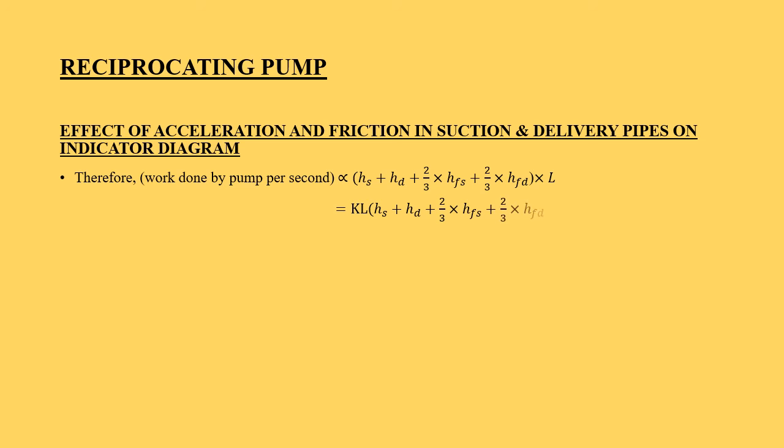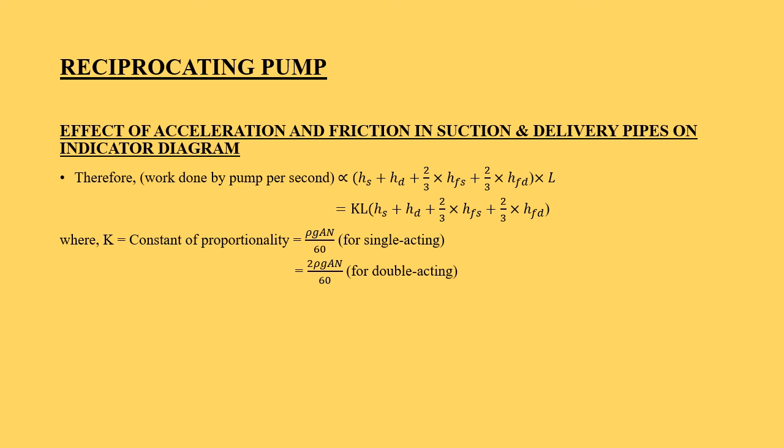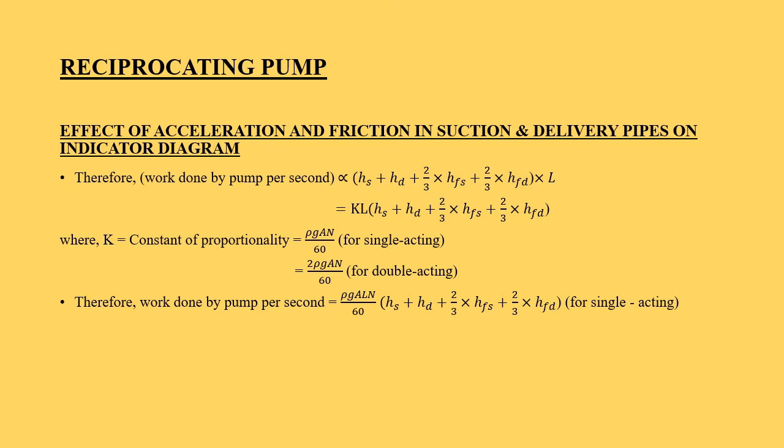This can be rewritten as K into L into HS plus HT plus 2/3 of HFS plus 2/3 of HFT, where K is the constant of proportionality, which is equal to rho GA into N divided by 60 for single acting pump and 2 rho GA into N by 60 for double acting pump, so that the work done by the pump per second can be equal to rho G A L N by 60 into HS plus HT plus 2/3 of HFS plus 2/3 of HFT for single acting reciprocating pump and 2 rho G A L N by 60 into HS plus HD plus 2/3 of HFS plus 2/3 of HFT for double acting reciprocating pump.